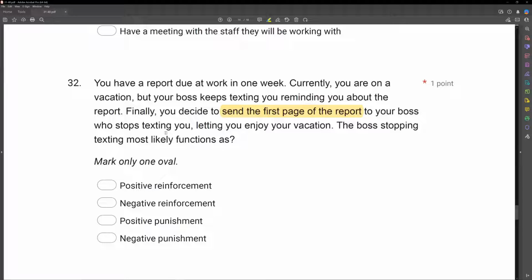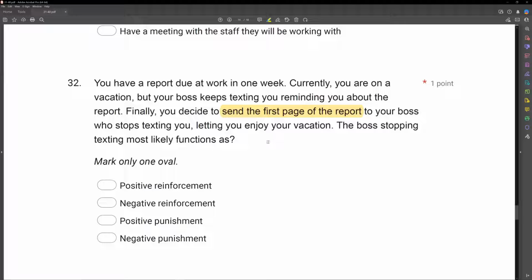Then, in the future, if you need to escape texting, what are you going to do? Well, you're going to send reports, right? You're going to finally complete the report. Therefore, is your behavior being reinforced or is it being punished? Well, your behavior is being reinforced, right? I keep texting you, reminding you about the report. Finally, you send me the report. I've stopped texting you. I've removed the text.